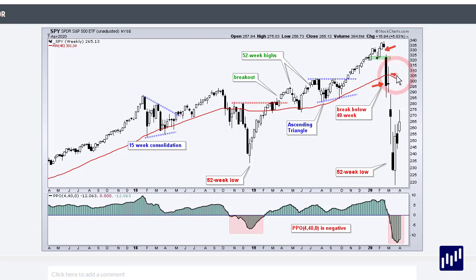And then you can see the 40-week is now trending lower. It's moving down. So you have a falling 40-week moving average. And then you can see 5 weeks ago, the 4-week moving average crossed below the 40-week moving average. And that is illustrated with the PPO 440. You can see that happened in October, and we stayed negative until we got a cross in early February.